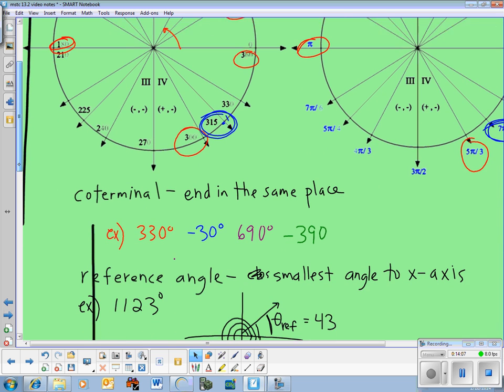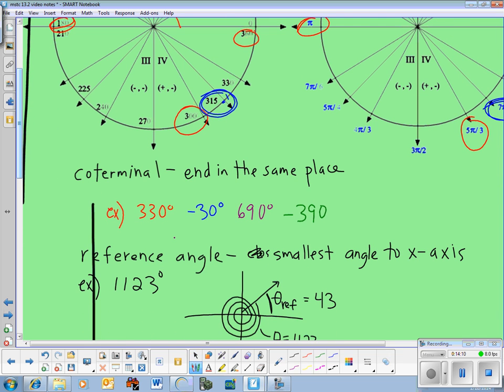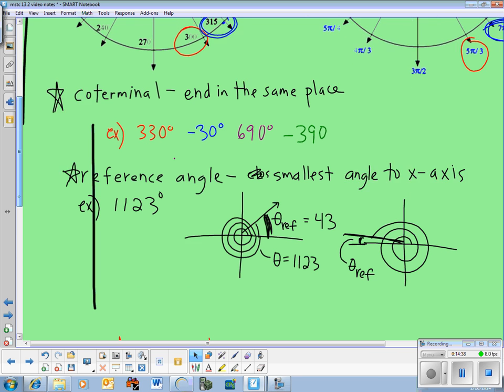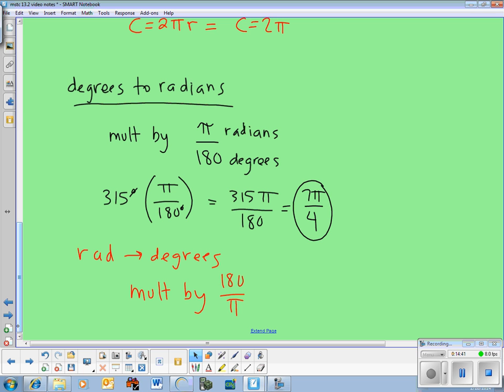So a couple definitions. You should know coterminal means angles that end in the same spot. You should know a reference angle. A reference angle is the closest distance, the closest number of degrees to the x-axis. Wherever you stop, go to the shortest distance. Get to the x-axis in the smallest amount of degrees you can. That's your reference angle. And finally, changing from one to the other. All right, multiply by pi over 180 or 180 over pi, depending on which way you need to go.